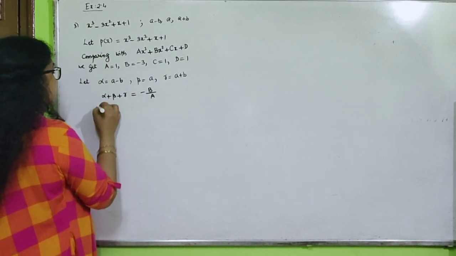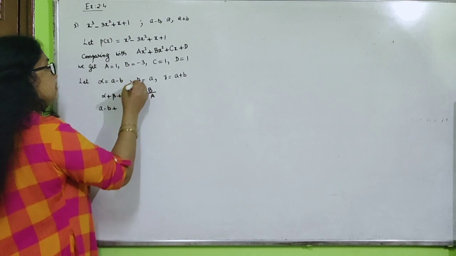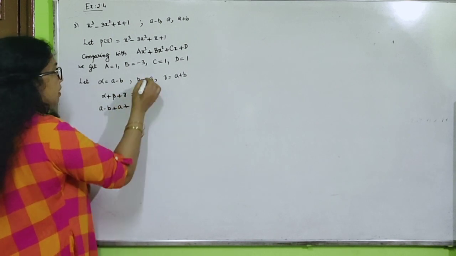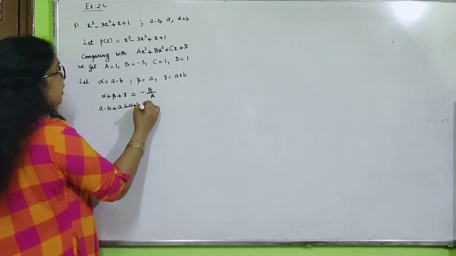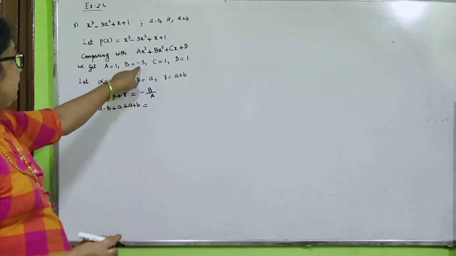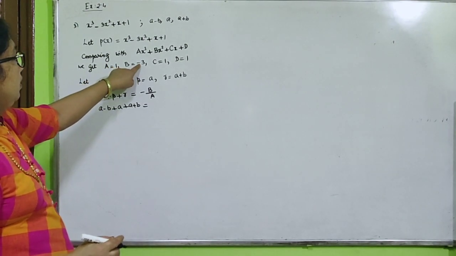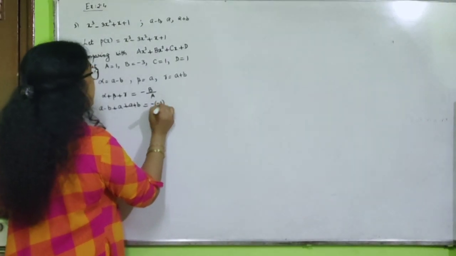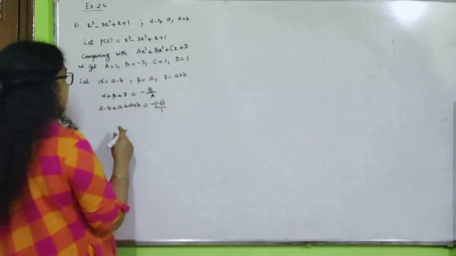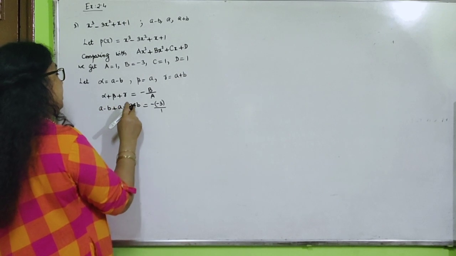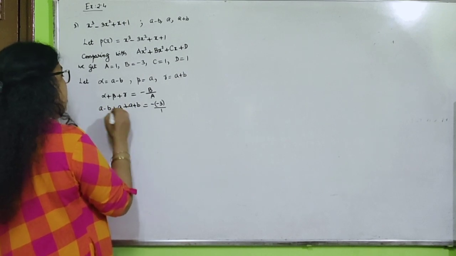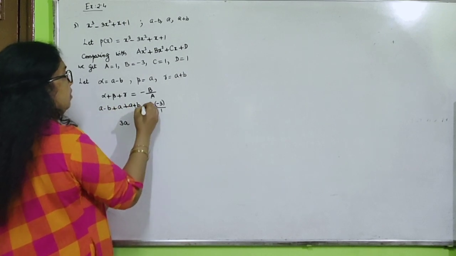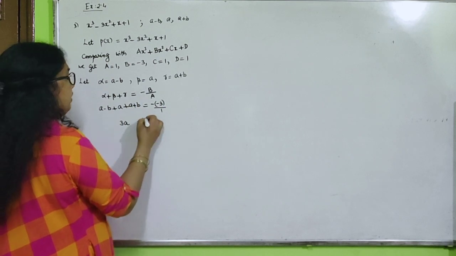So alpha's place a minus b, plus beta's place a, plus gamma's value a plus b, equal to minus B by A. What is minus B by A? What is the formula? B's value is minus 3. So minus of minus 3 upon A's value is 1. Now a plus a plus a, 3a. Minus b and plus b cancel. Minus of minus is plus. So 3 upon 1 is 3.